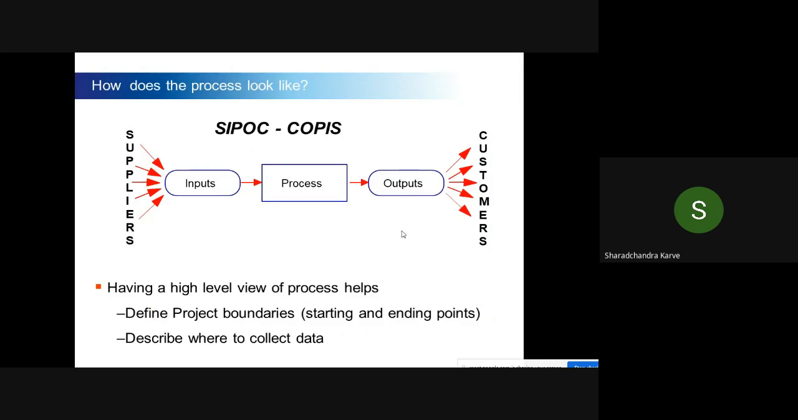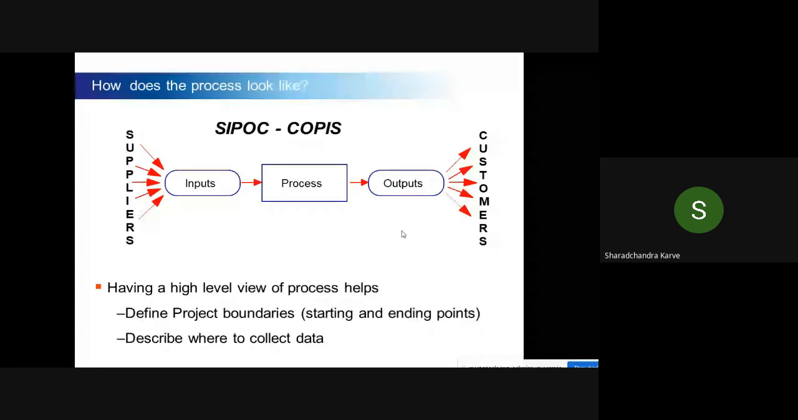It is called the SIPOC model. So what is SIPOC? You have a process at the center. What are the inputs and who are the suppliers for the process, and what are the outcomes and who are the customers for that process. So the terminology used in Six Sigma is SIPOC: supplier, input, process, output, and customer. So you map every process. You can map any process and you can identify the inputs for that process, who the supplier for that process is, etc.